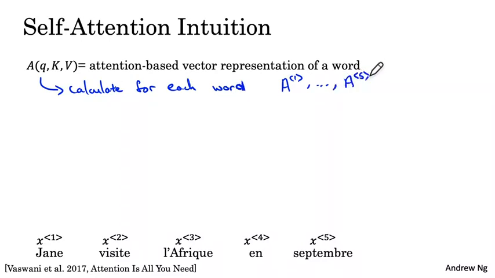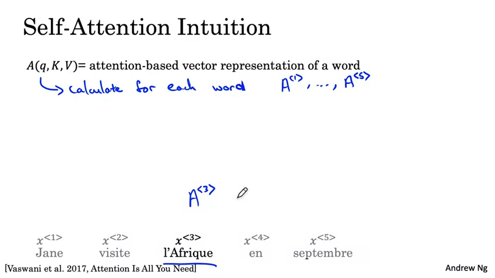And I know you're starting to see a bunch of symbols Q, K, and V. We'll explain what these symbols mean in a later slide, so don't worry about them for now. The running example I'm going to use is take the word l'Afrique in this sentence. We'll step through on the next slide how the transformer network's self-attention mechanism allows you to compute A3 for this word, and then you do the same thing for the other words in the sentence as well.